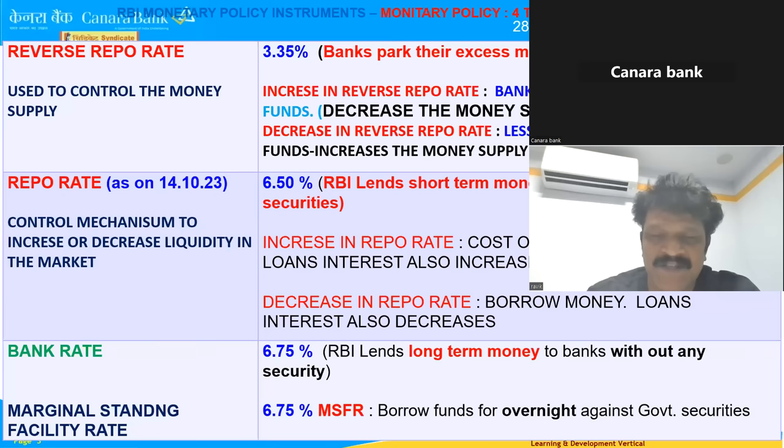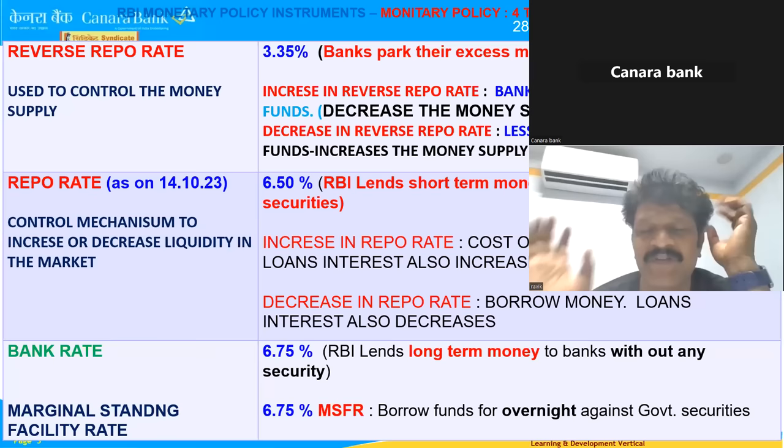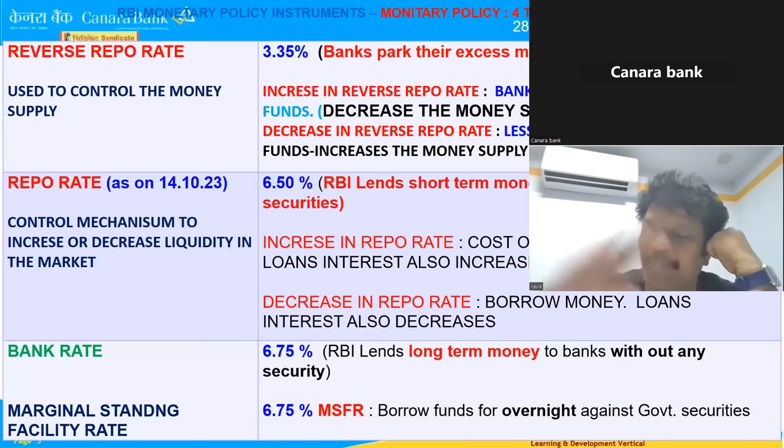For examination purposes, what I always remember in my mind is first the reverse repo rate, that is 3.35. When I understand the reverse repo rate, the lesser rate of interest, the remaining concepts will be very clear. Automatically the repo will come, repo will be double. With reverse repo, I will think that banks are parking the money with RBI.